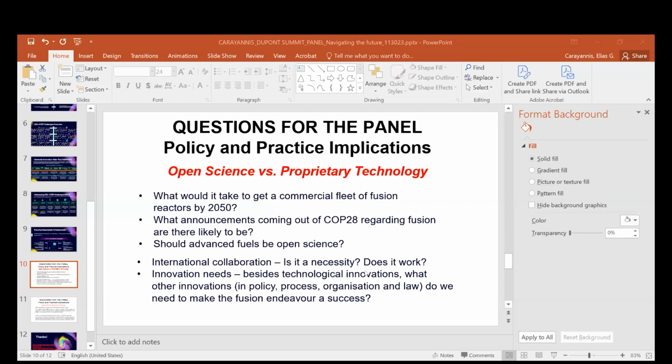Okay. So, keying on the word open, I'm repeating that question again. I'm sorry for the process confusion here, but should advanced fuels be open science? And would that somehow facilitate further progress in the context we're looking at?